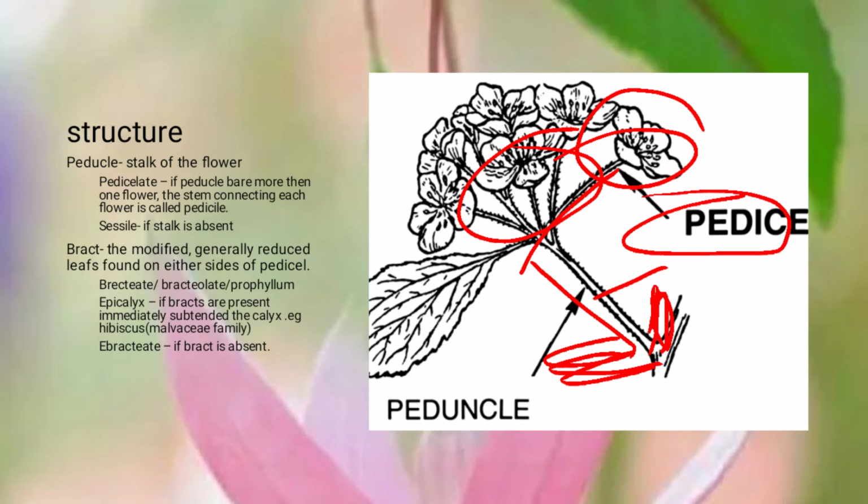These small modified reduced leaf-like structures or thorns present on either side of the pedicel are called the bract. Plants which have the bract are called bracteate plants, whereas some might not have the bract, then they are called ebracteate. Sometimes a bract is found near the calyx in the floral parts of the flower, and this is called epicalyx. There is a difference between calyx and epicalyx. Calyx is a floral part of the flower, whereas epicalyx is a modified leaf, considered a bract.